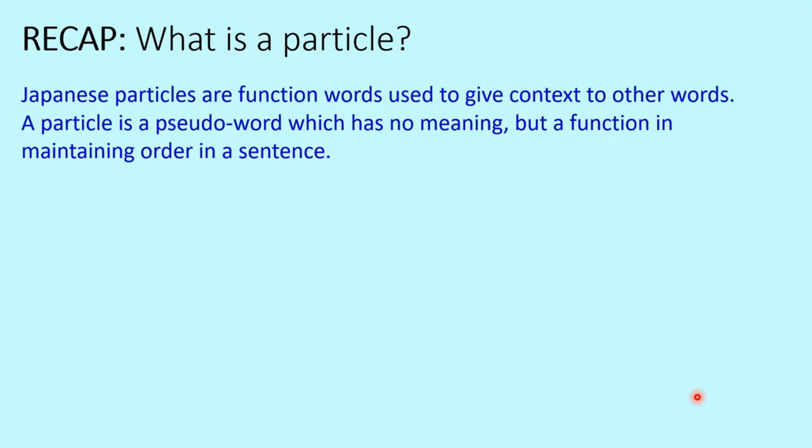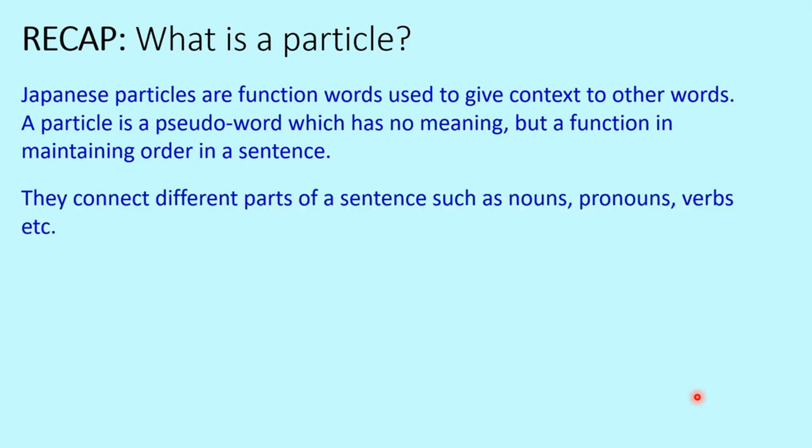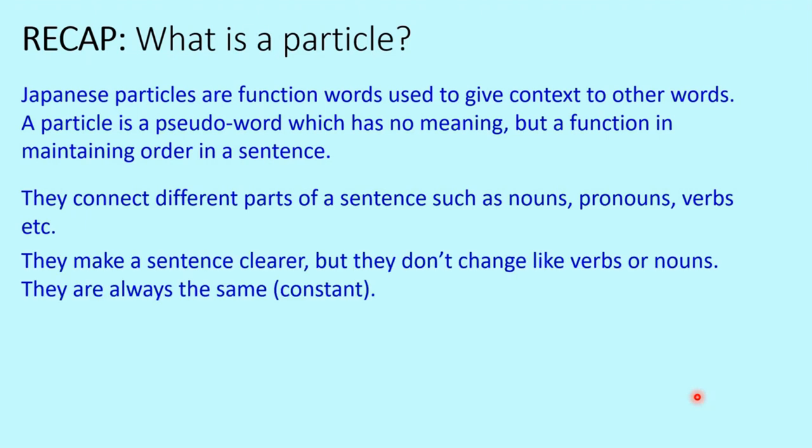Japanese particles are function words used to give context to other words. A particle is a pseudo word which has no meaning but a function in maintaining order in a sentence. So what does that mean actually? Particles connect different parts of a sentence such as nouns, pronouns, verbs, etc., and they make a sentence clearer, but they don't change like verbs or nouns. That is, the particles are always the same, they are constant, they do not change.